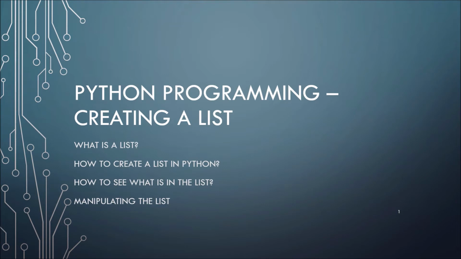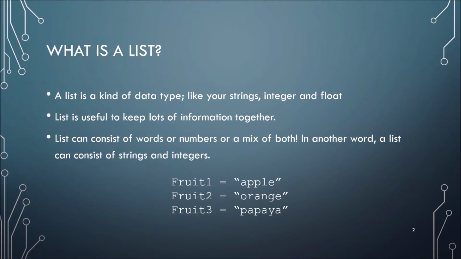Today you will be learning about a data type called list. So what is a list? A list is kind of a data type like your strings, integers and floats. It's useful when you have many items that you'd like to store together.